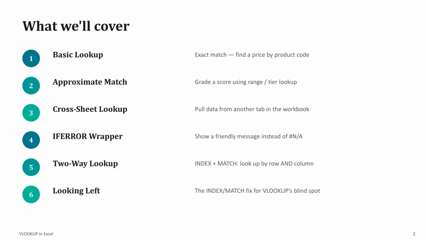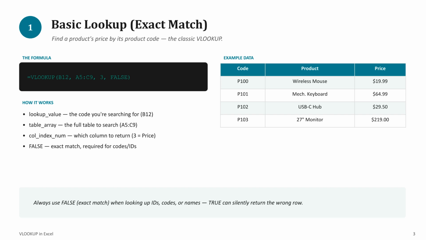Fourth, using IFERROR alongside VLOOKUP so that if a value isn't found, your spreadsheet shows a clean message instead of a scary-looking error. Fifth, a two-way lookup, where we combine INDEX and MATCH to find a value based on 2 criteria at once, like a product and a month. And sixth, how to handle the classic VLOOKUP limitation, looking to the left. VLOOKUP can only look right, so we'll fix that with INDEX and MATCH as well. Let's dive in. Let's start with the classic use case, looking up a price by product code.